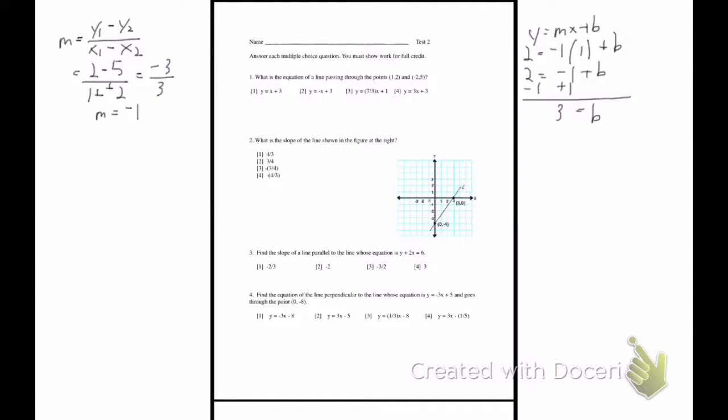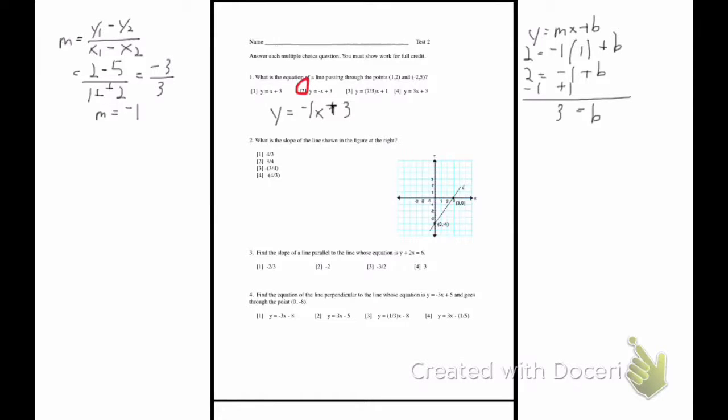Now that we have our slope and our b, we can write the final equation as y equals negative 1x plus 3. There is our equation of a line. When we look at our choices, we see that choice number 2 is the correct answer.